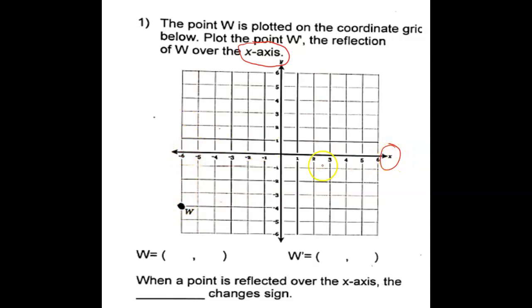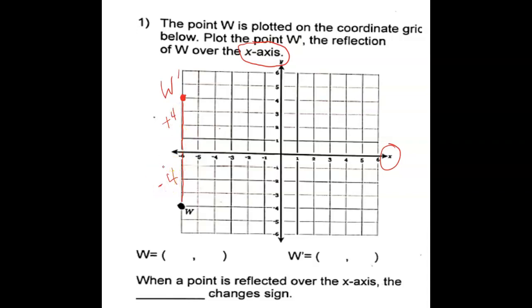So if I'm reflecting it over the x-axis, I find that from the x-axis to W is 1, 2, 3, 4 units. So that means on the other side, if it's down 4 units here, it needs to be up 4 units on the other side in order to come up with W prime as the reflection. So we went down 4 units to find W. So then that means our reflection is the mirror image, which is up 4 units.